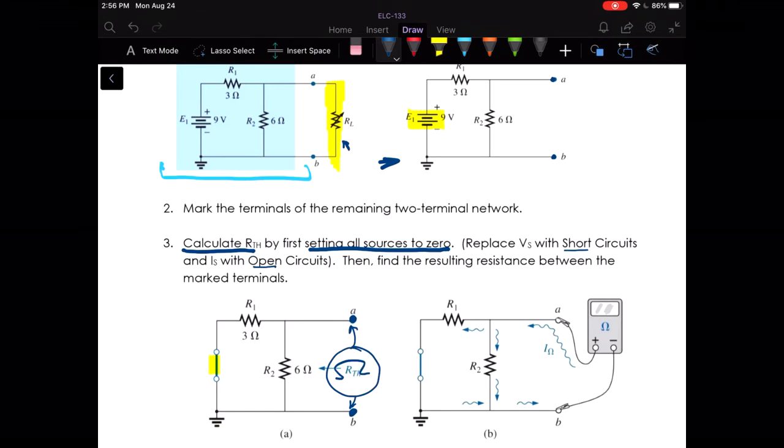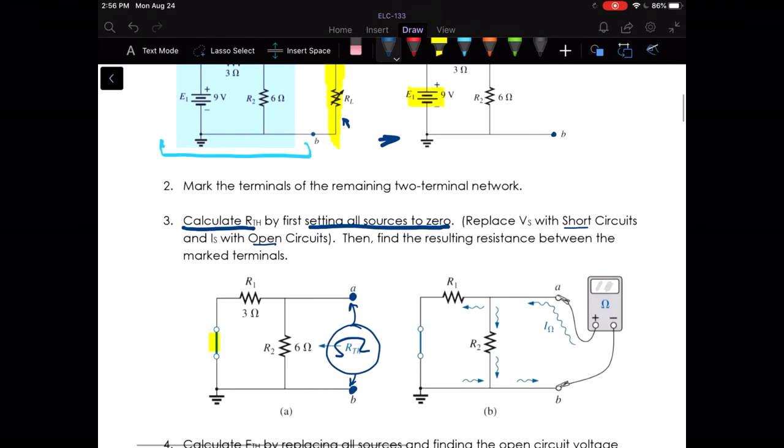So we're actually measuring between A and B here, and notice when we do, what we see is that R1 and R2 are connected over here, and they're also connected over here, which connects up to our meter as well. So R1 and R2 are actually in parallel with each other to calculate our Thevenin. So our Thevenin would be 1/(1/3 plus 1/6), which would be 2 ohms.